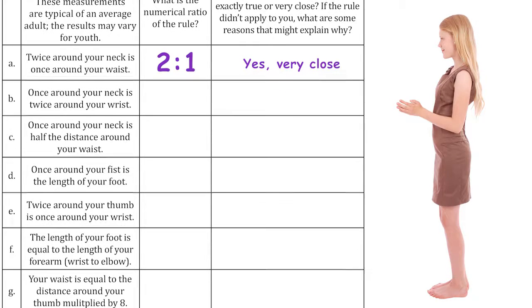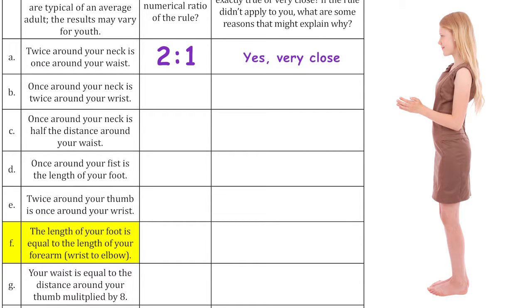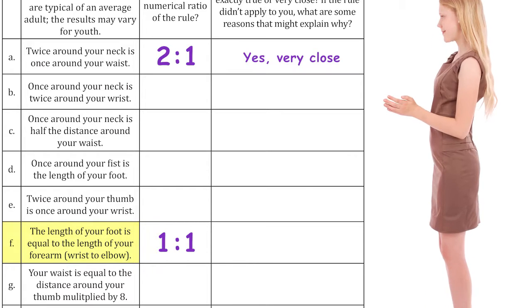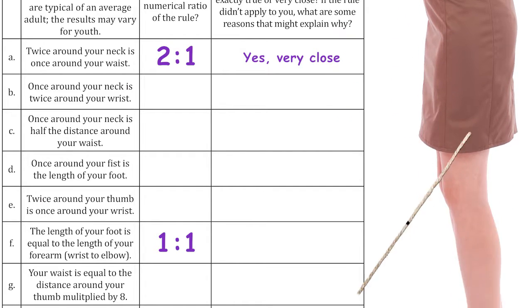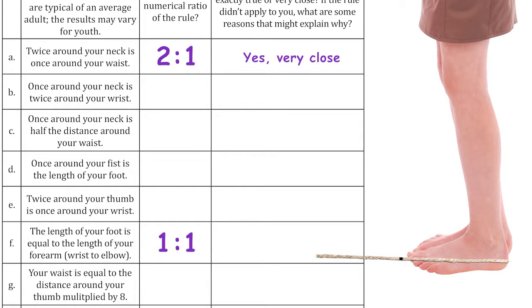Let's look at one more measurement rule. The length of your foot is equal to the length of your forearm. The numerical ratio of the rule is 1 to 1. Let's measure using the string. Start with the length of the forearm. This is measured from the wrist to the elbow crease. Make a mark on the string. Next, place the string starting at the heel of the foot and go to the longest point on the big toe. Make sure to take shoes off before testing this rule. The rule was true. It wasn't exact, but it was very close.